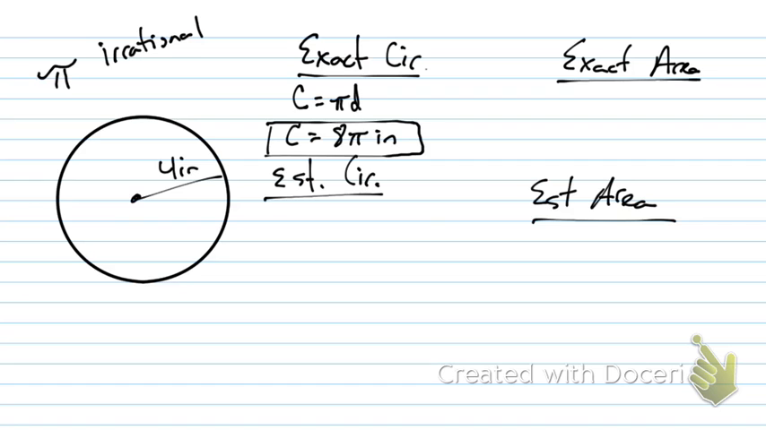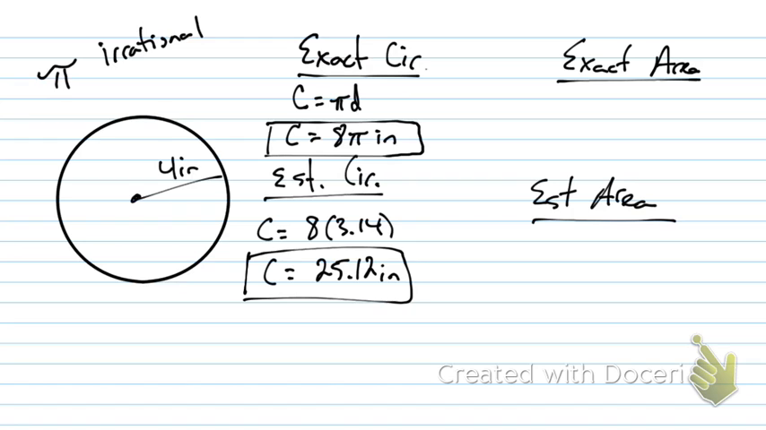For your estimate, you can do 8 times 3.14. Well, not you can, that's what you would do. And you will get 25.12 inches. This is your estimate because it's just close. Now the estimate's really good because it helps you understand the circumference, okay?